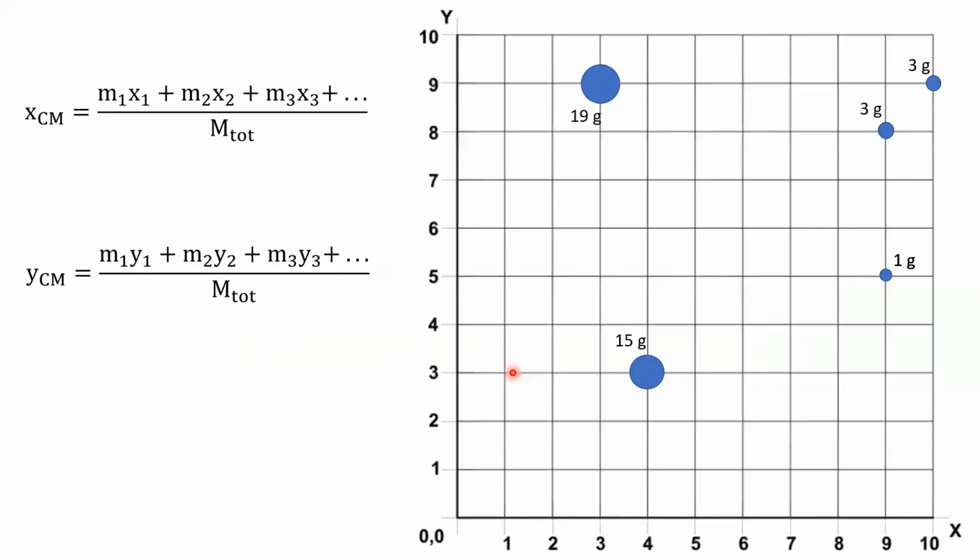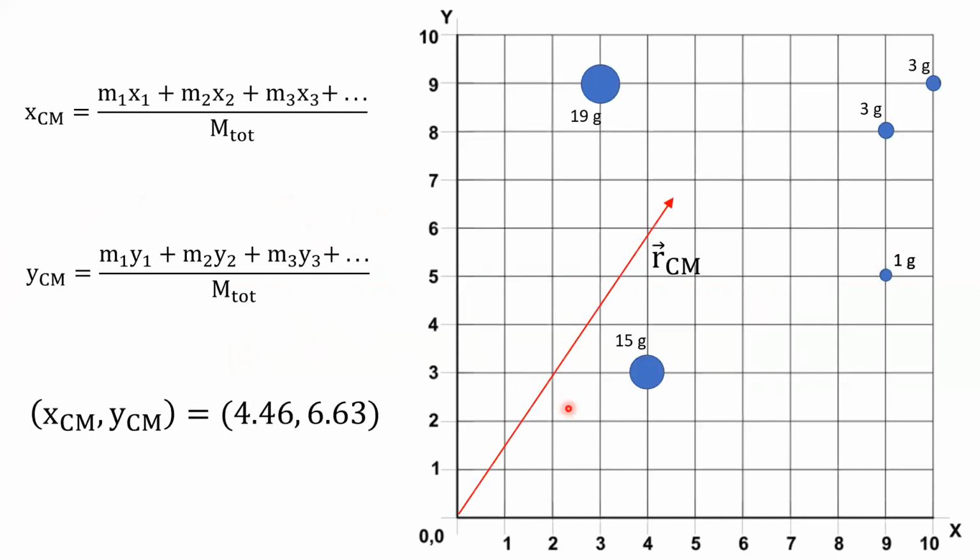Well, if it works along the x-axis, then it works along the y-axis. You would similarly compute the y-coordinate of the center of mass. So what I did here was to apply these formulas to this particular example. And what I found was that the x and y coordinates of the center of mass are 4.46, right around here, and 6.63, right around here, putting the center of mass here.